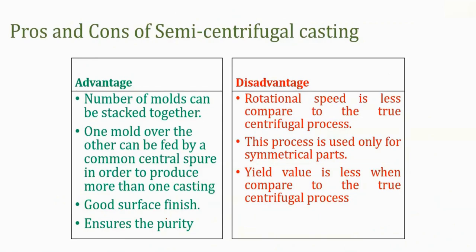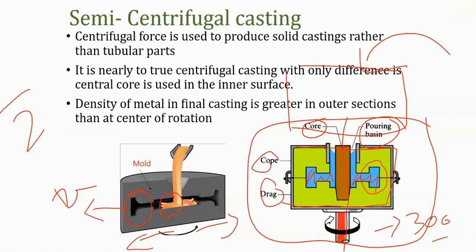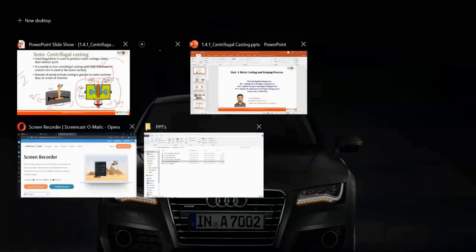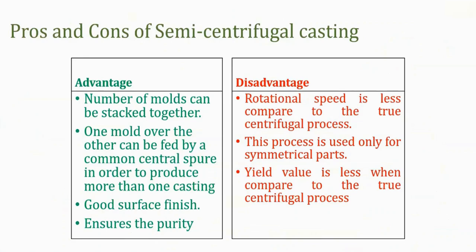So what are the advantages? A number of molds can be stacked together. For example, this is one set of mold, and the same kind of mold can be kept over this, and you can pour so that at a time you can get two castings, right? This also has a good surface finish and ensures purity.